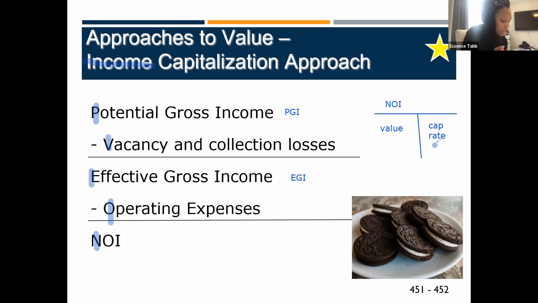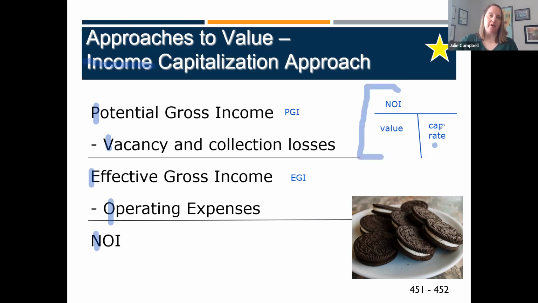Julie, I think I wrote this down wrong. Okay, let me read this back. So potential gross income minus vacancy and collection losses equals effective gross income. Uh-huh. And then effective gross income minus operating expenses equals the NOI. Correct. Okay, I did write it down right. All right. And then you can take your NOI and plop it in a T-bar. Because again, the problem is going to ask you for value or cap rate. They're going to give you one, they're going to ask you for the other. And then they're going to give you the information you need to find the net operating income. Okay, got it. So step one is to find NOI. Step two is to find value or cap rate.